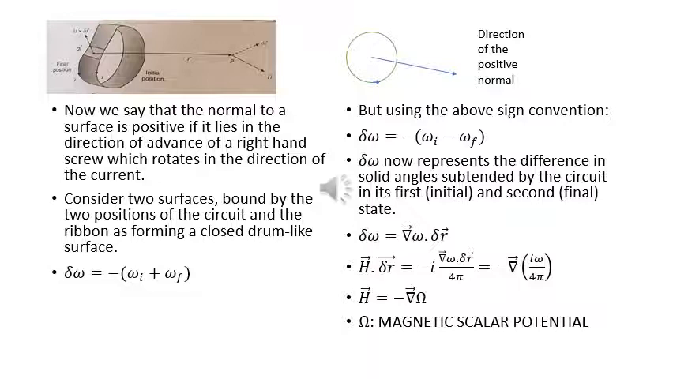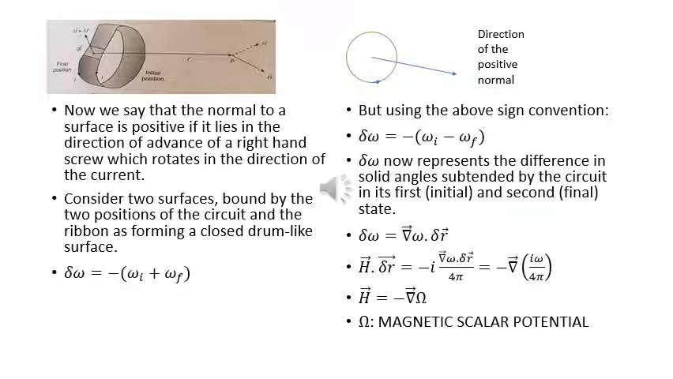Let us consider two surfaces bound by the two positions of the circuit, and the ribbon is forming a closed drum-like surface. Then delta omega is equal to minus open brackets omega i plus omega f close brackets. But if we use the above sign convention, then delta omega is equal to minus open brackets omega i minus omega f close brackets. Therefore, delta omega now represents the difference in solid angles subtended by the circuit in its initial, that is first, and second, final state.